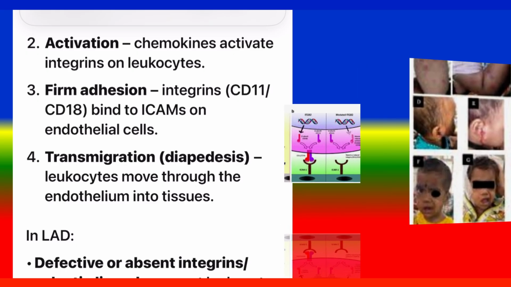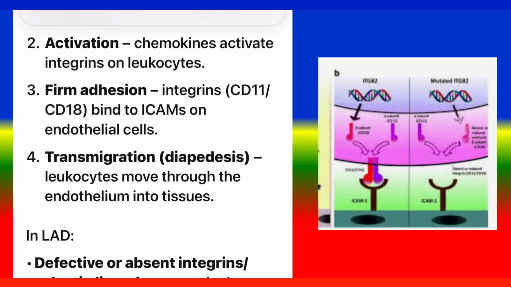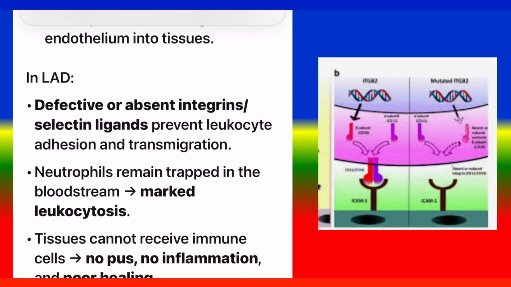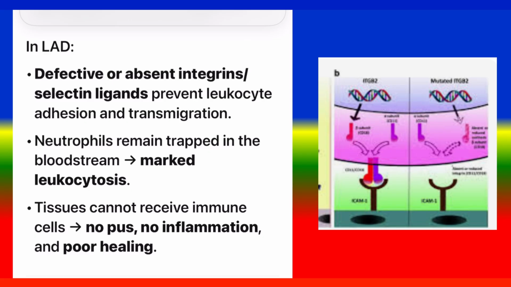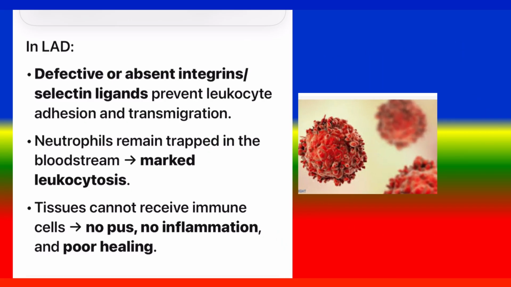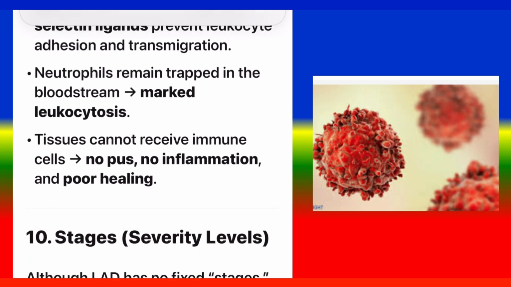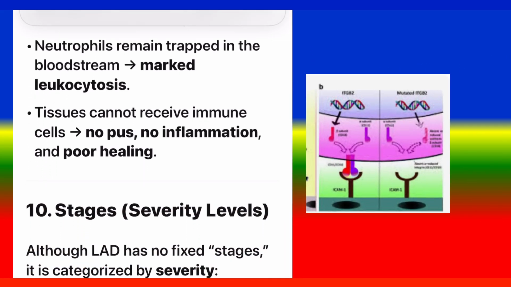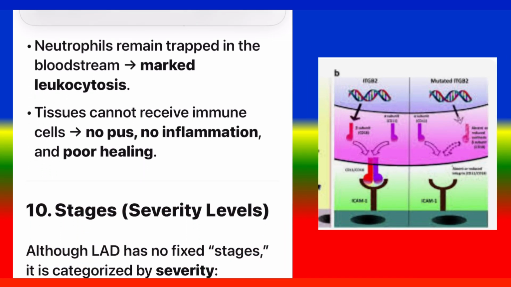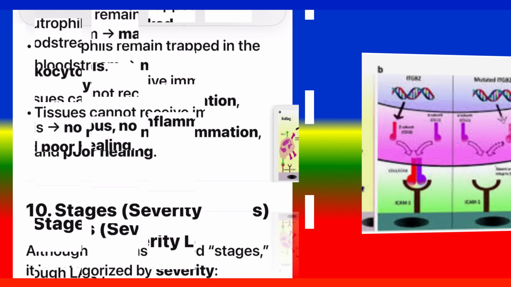4. Transmigration, diapedesis. Leukocytes move through the endothelium into tissues. In LAD, defective or absent integrins and selectin ligands prevent leukocyte adhesion and transmigration. Neutrophils remain trapped in the bloodstream, causing marked leukocytosis. Tissues cannot receive immune cells, so there is no pus, no inflammation, and poor healing.